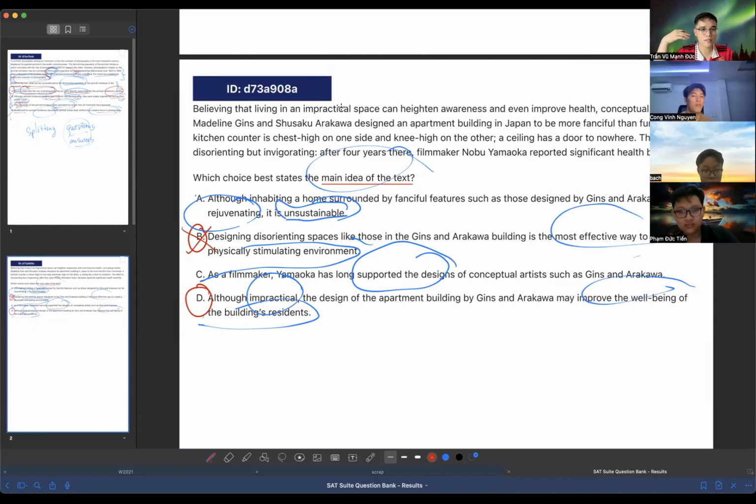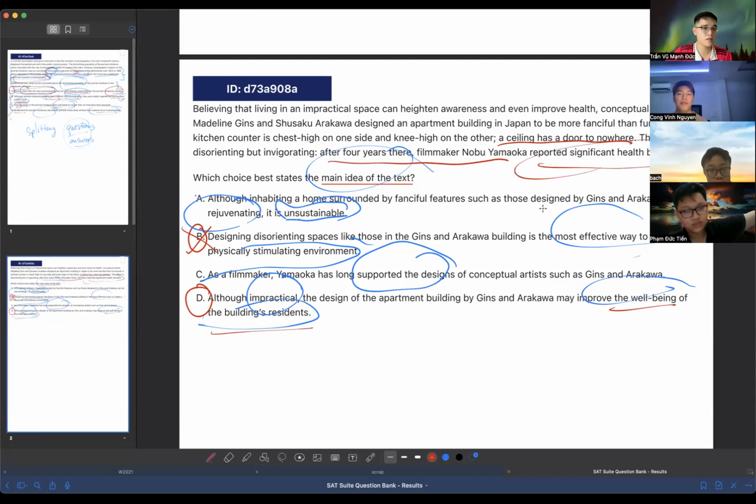It's not talking about the stimulating environment, but it's talking about the benefit of these environments. So D is the only one that talks about impracticality. Look, it's very impractical. A door that leads to nowhere, a ceiling has a door to nowhere. It's not practical. It's not usable, but it improves the well-being of the building's residents. The effect is, after 4 years, significant health benefits have been reported.